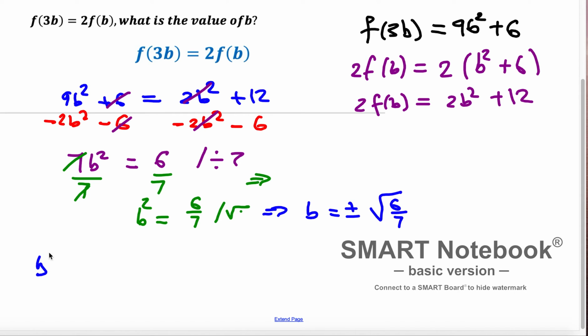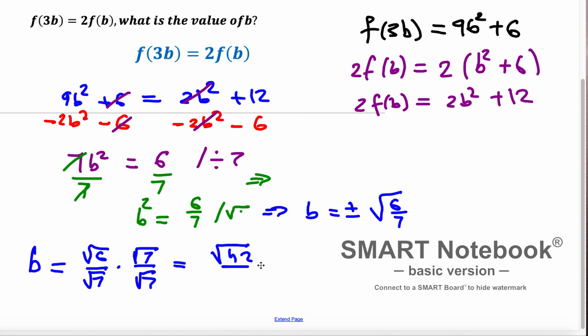So b is equal to the square root of 6 divided by the square root of 7. But if we want, for example, to rationalize the denominator, we can multiply by the square root of 7 on both sides. The numerator is 6 times 7, which is 42, and the denominator is square root of 7 times square root of 7, which is just 7. So in other words, b is equal to the square root of 42 divided by 7. So this is the value of b.